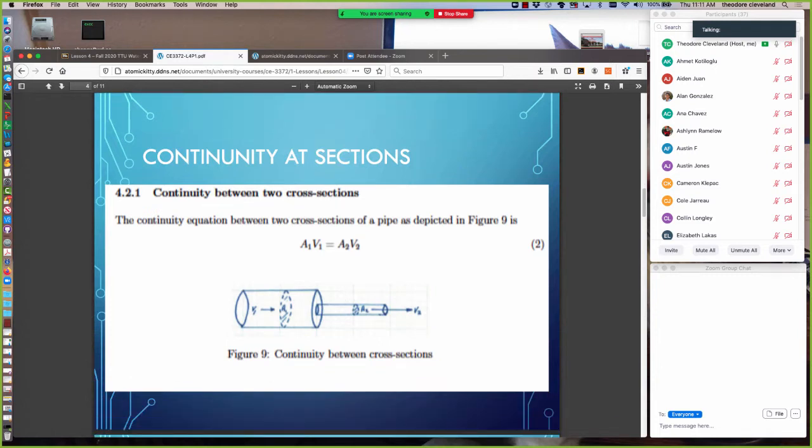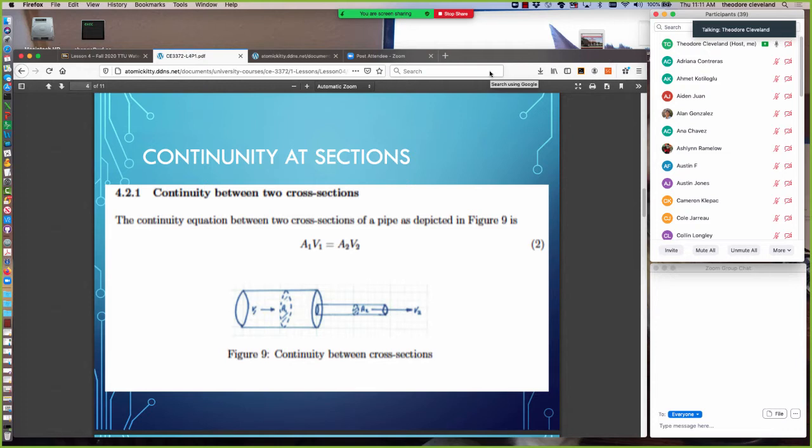The next concept from fluids that I want to refresh is the concept of continuity. Continuity is simply the expression that unless there is a source of water or a leak, the volumetric flow rate is the same at two different locations in a water system.